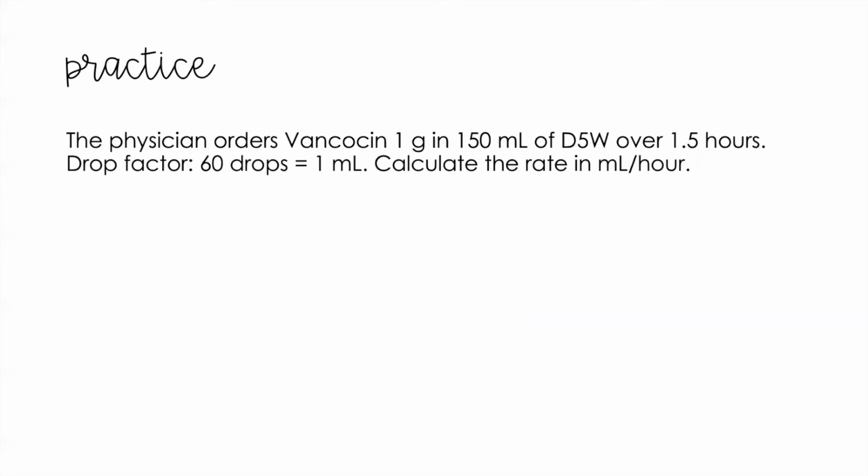So remember, total volume divided by time in hours. We're solving for milliliters per hour. So in this case, we happen to have 150 milliliters of vancomycin 1 gram, but remember, that doesn't matter. Doesn't matter what's in it. It's just total volume. And we're going to divide that by time in hours, which is 1.5 hours. That gives us 100 milliliters.